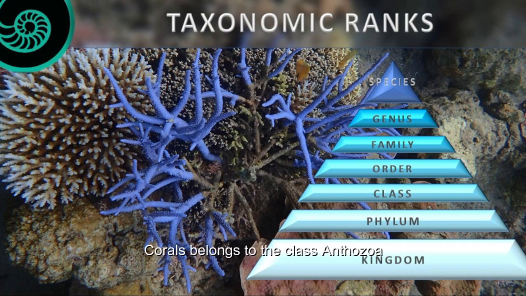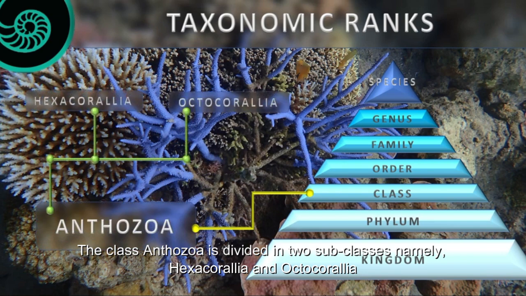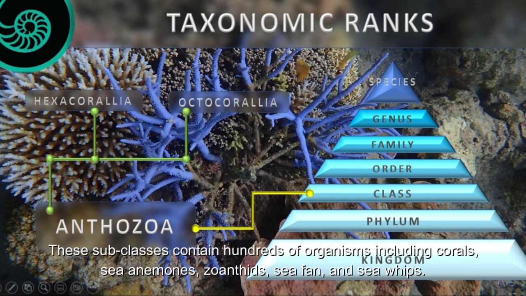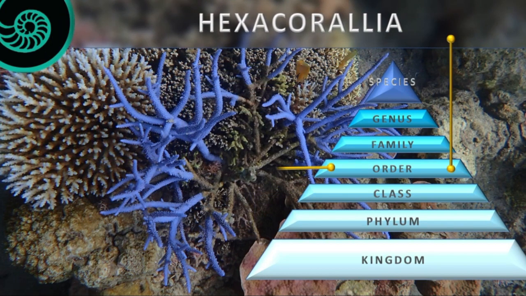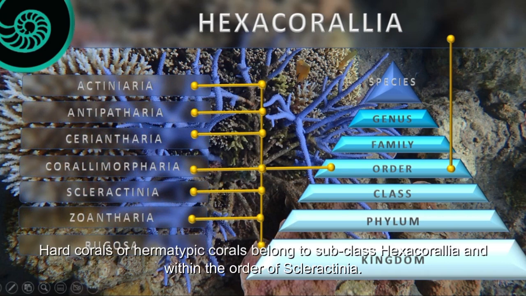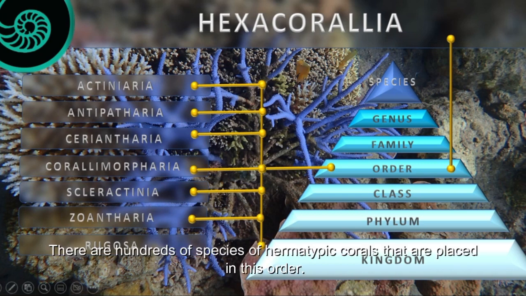Corals belong to the class Anthozoa. The class Anthozoa is divided into 2 subclasses, namely Hexacorallia and Octocorallia. These subclasses contain hundreds of organisms including corals, sea anemones, zoanthids, sea fans, and sea whips. Hard corals or hermatypic corals belong to subclass Hexacorallia and within the order of Scleractinia. There are hundreds of species of hermatypic corals that are placed in this order.